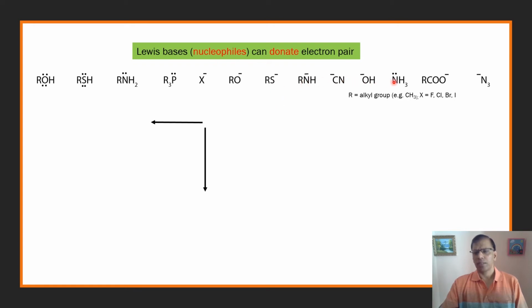And you have all these different anions. You also have ammonia right here. This is azide. So you have neutral molecules as well as anions that can donate a pair of electrons and hence can act as nucleophiles.